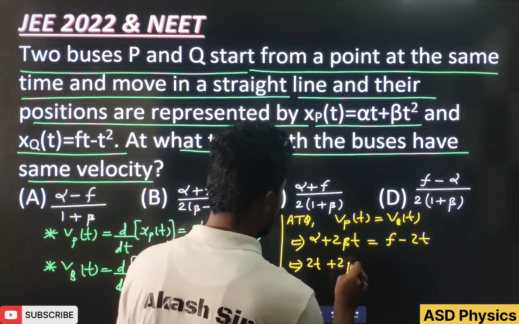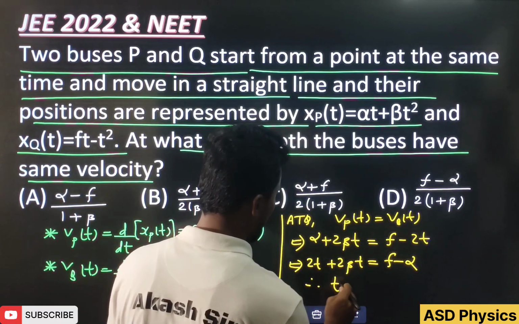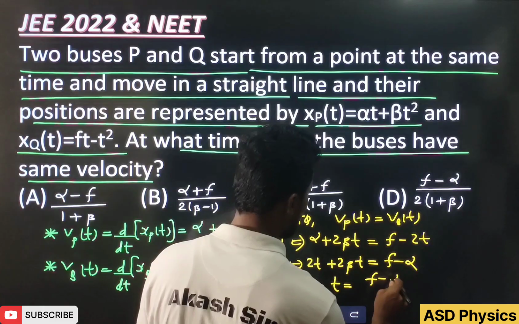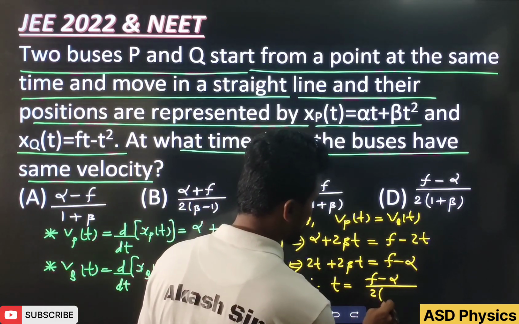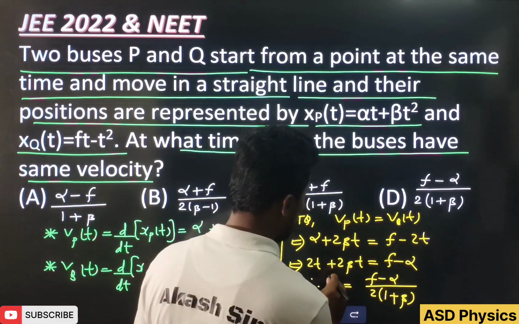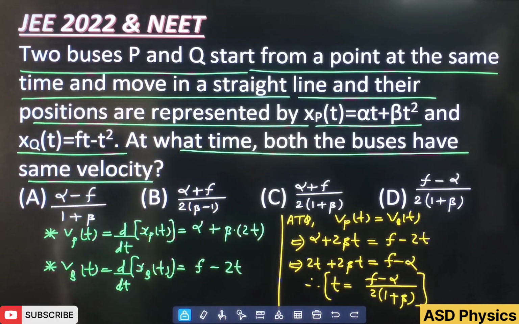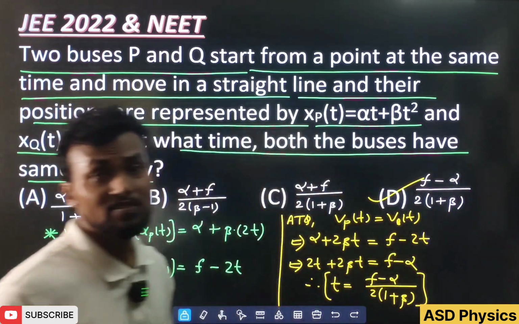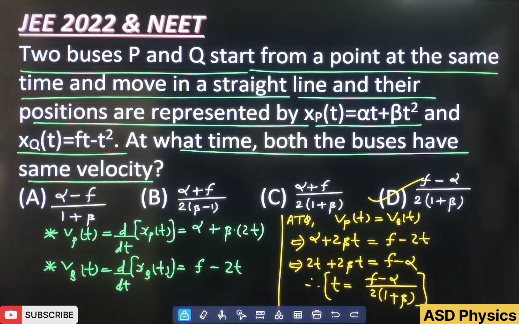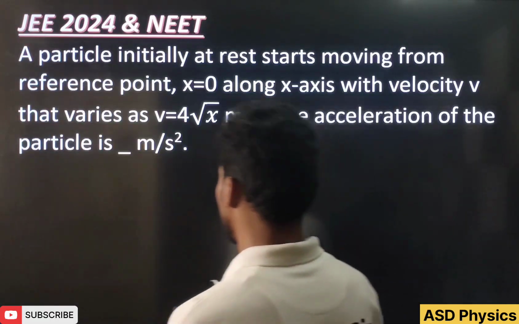So 2t plus 2 beta t is equal to f minus alpha. So t equals (f minus alpha) over 2 plus 2 beta; taking 2 common, it becomes 1 plus beta. This is the time at which both the velocities will be the same. If you check the options, option D is the answer. Great. The next one, students.